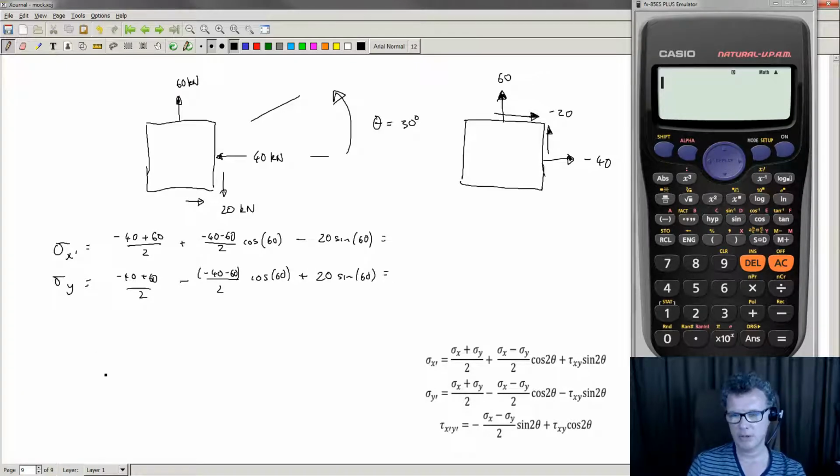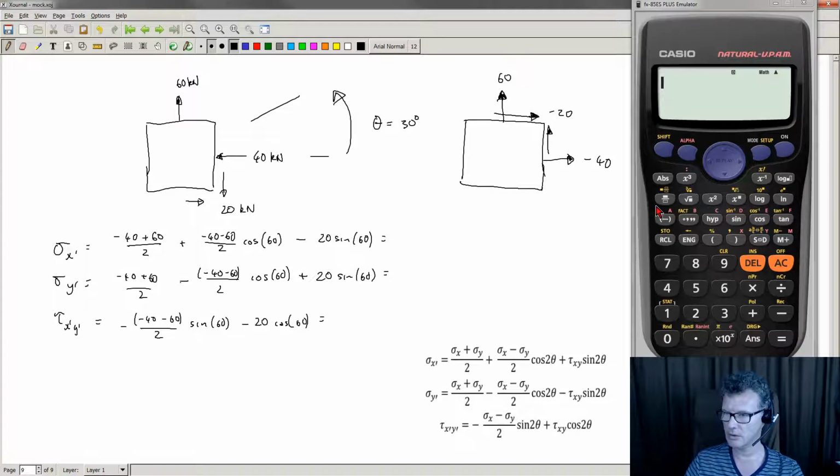And then if we transpose the shear stress, so this will be the shear stress transpose, so that's minus, got minus 40 minus 60 divided by 2 sine 60, and then we've got a minus 20 cos 60 equals. So let's do our first two.